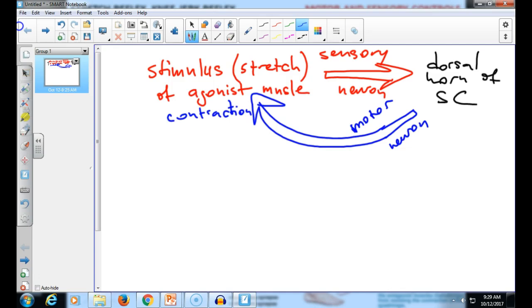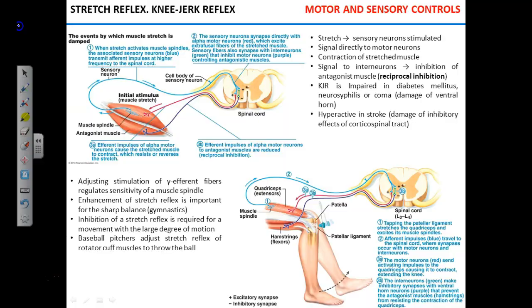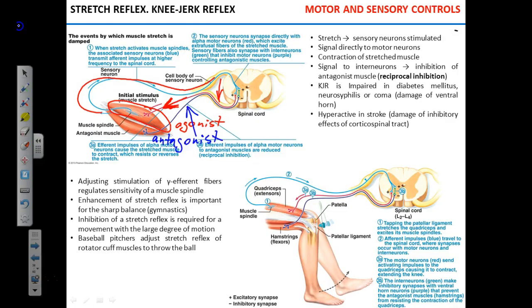And there is another signal. Before we move on, I want to highlight something. Look at this. Can you see that? There's a little tiny green neuron. Any idea what it is? It's not motor, it's not sensory. What type of neuron is that?